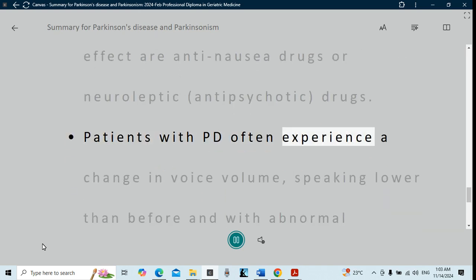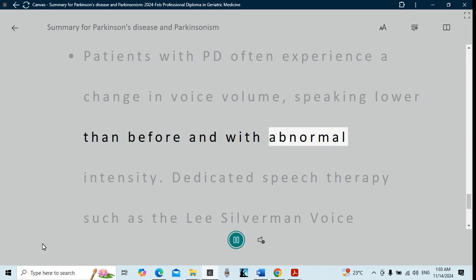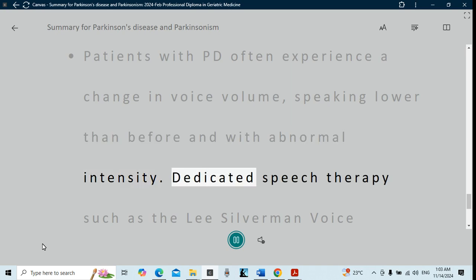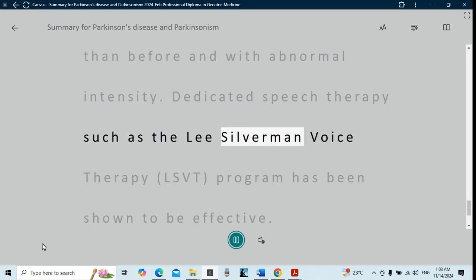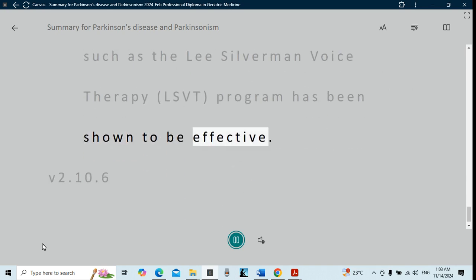Patients with PD often experience a change in voice volume, speaking lower than before and with abnormal intensity. Dedicated speech therapy, such as the Lee Silverman Voice Therapy, LSVT, program, has been shown to be effective.